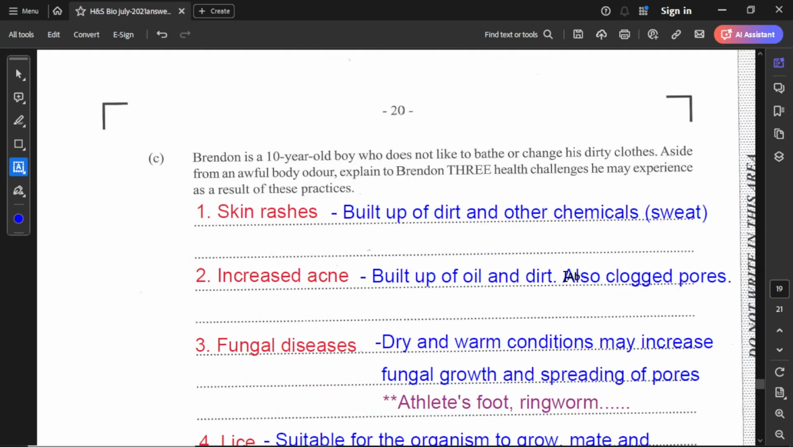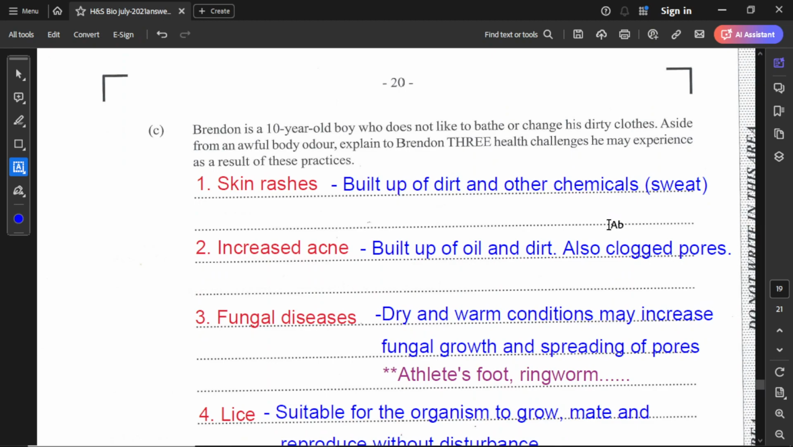All right, for part C, it said Brendan is a 10-year-old boy who does not like to bathe, or changes dirty clothes. Aside from an awful body odor, explain to Brendan three health challenges he may experience as a result of these practices. These are very nasty practices. But anyhow, Brendan may develop skin rashes. And you may have skin rashes because of buildup of dirt and other chemicals such as sweat.